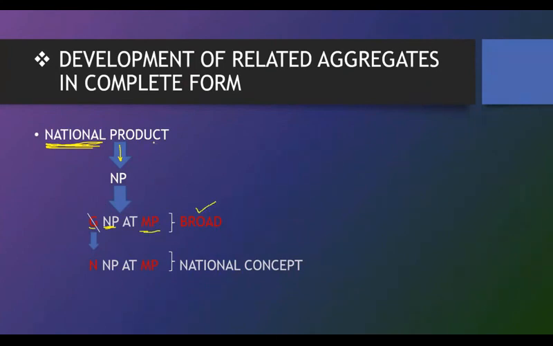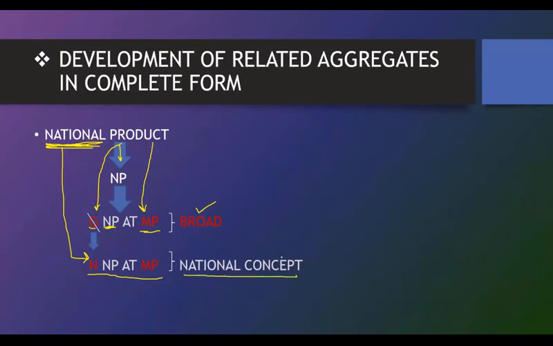Just because the production concept was given, I got the prefix and suffix in the broader form. But whenever the national concept is given, it will always be in the net form. So the prefix you can change. The prefix will not be G, it will be N. So the full related aggregate we got is NNP at MP. Here you can understand why I have changed the first one, just because of the national concept.